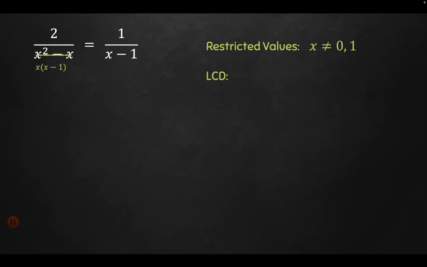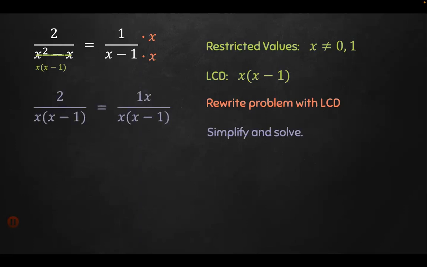Because I was able to factor, you can actually see your LCD a little bit easier. So I do recommend factoring so that x and then the x minus 1 that's in common, those are both going to be part of your LCD. You're going to rewrite your problem and multiply the second fraction by x. So I'm just going to change that second fraction. So when I simplify and solve, I get 1x on the top and x minus 1x on the bottom.